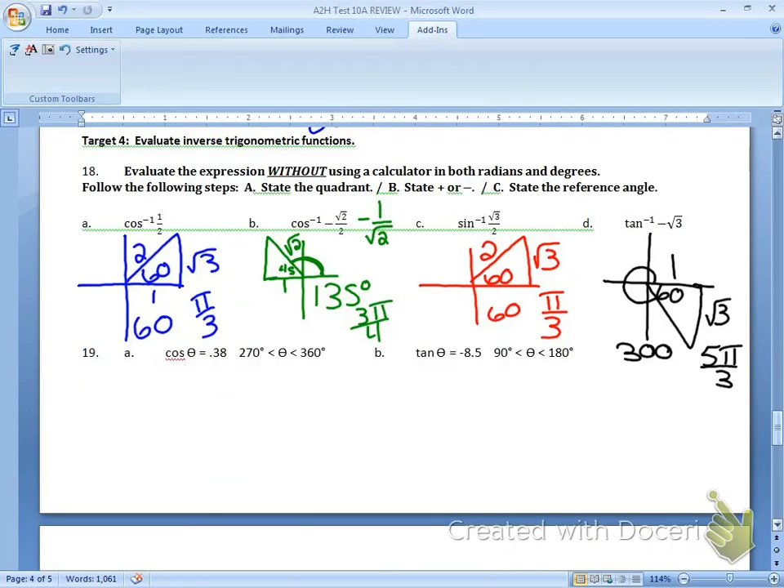Number 19. Cosine of theta equals 0.38, and we want our answer to be in between 270 and 360. So which quadrant is between 270 and 360? That's the fourth one here, so we're going to draw our triangle here in the fourth one. This is just plugging in your calculator. You're going to do second cosine in your calculator of 0.38. You're going to end up with theta being 67.67 degrees.